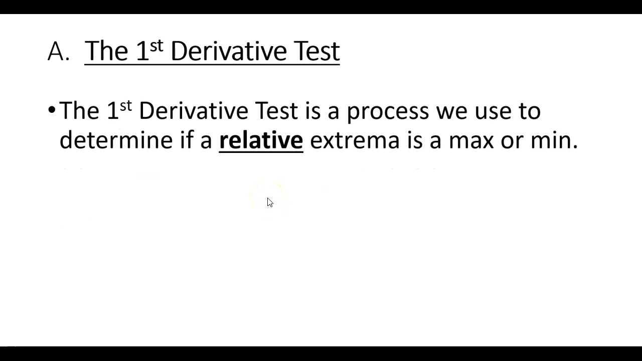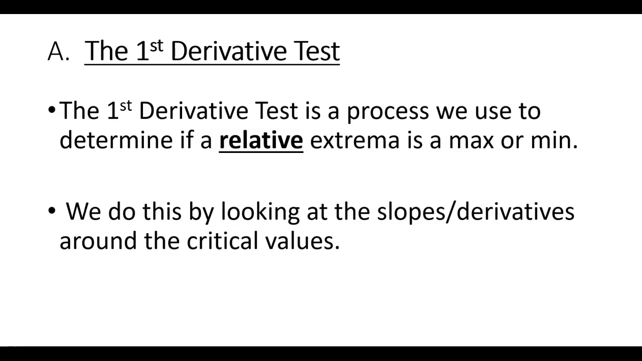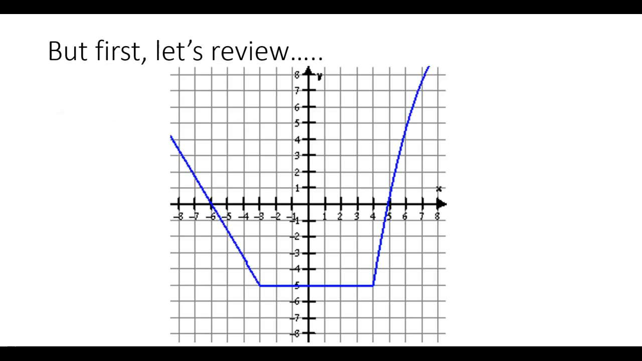So, the first derivative test is a process we use to determine if a relative extrema is a max or a min. And we do this by looking at the slopes around the critical values. Because remember, once again, the critical values tell us where they are, but by looking at the slopes around the critical values, we can tell what kind they are.